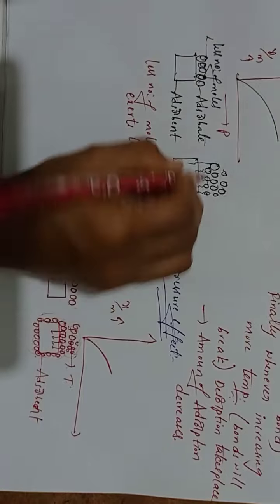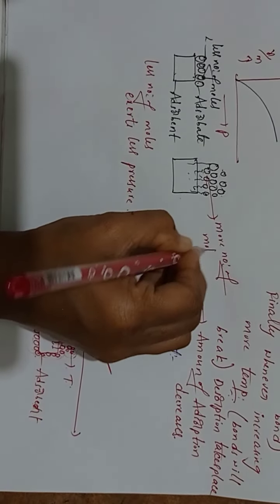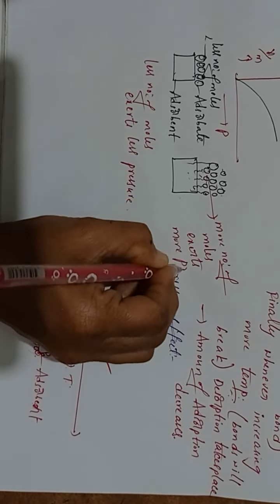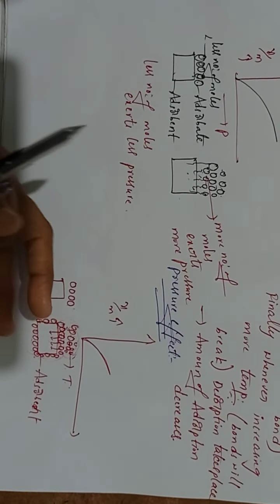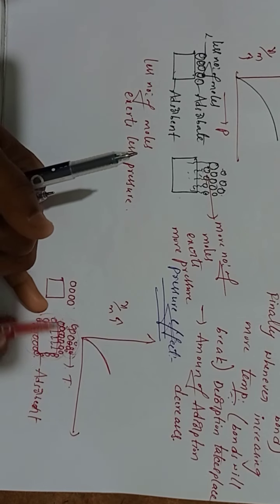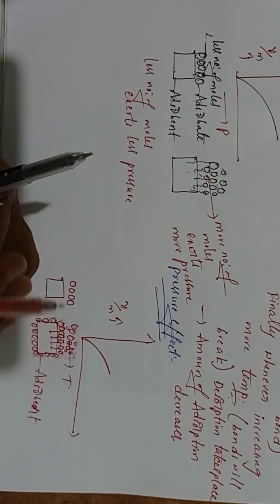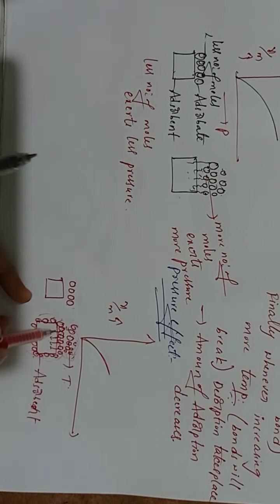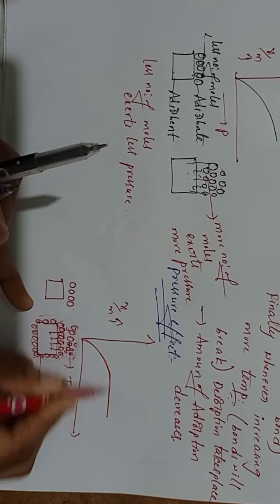More number of moles exerts more pressure, students. So here more moles are applied, but once the surface is completely filled with adsorbate molecules, the remaining molecules cannot occupy it, students. That means the amount of adsorption remains constant. Understanding? Like this, the graph you will get.